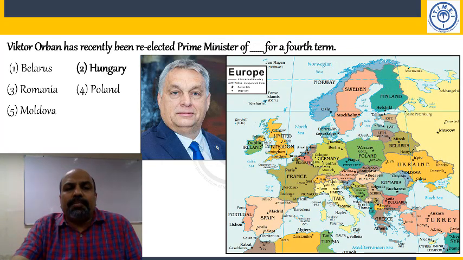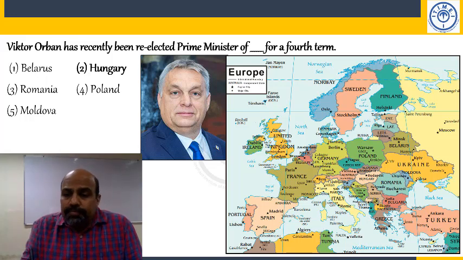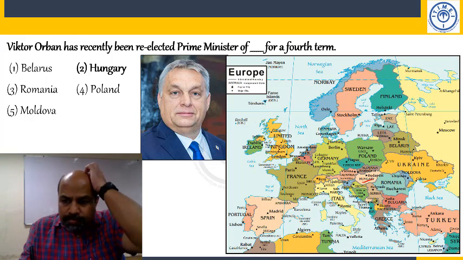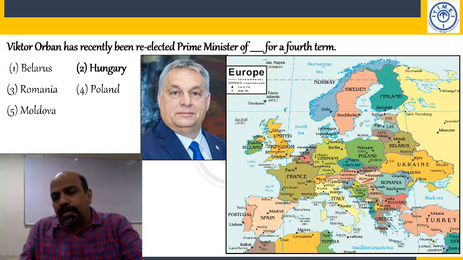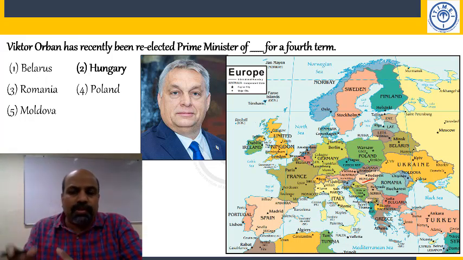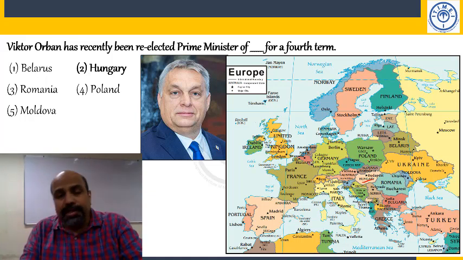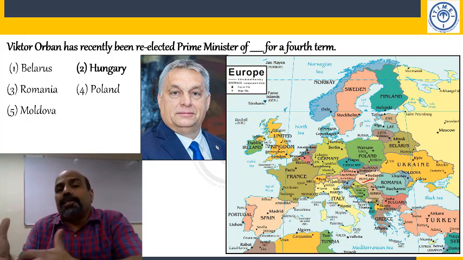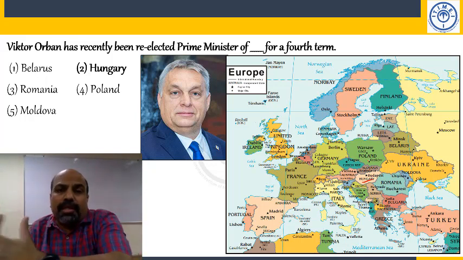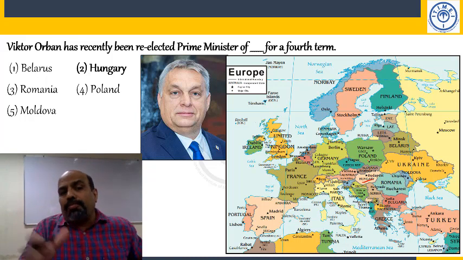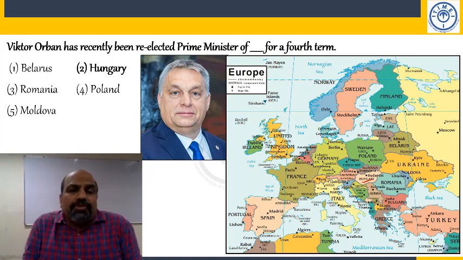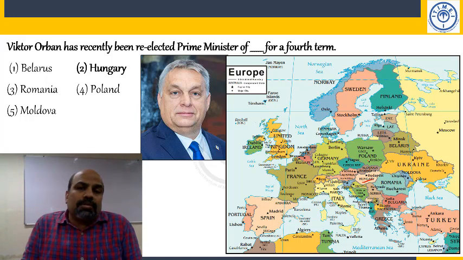Viktor Orban has recently been re-elected Prime Minister of Hungary. This is Hungary. He's a complete right-winger. When the European Union sanctioned quotas for refugees from Iraq, Afghanistan, Syria, when they were flooding into Europe, each member country had to take X number of refugees. Orban said, I will not take any refugees. My country is not a shelter for refugees.